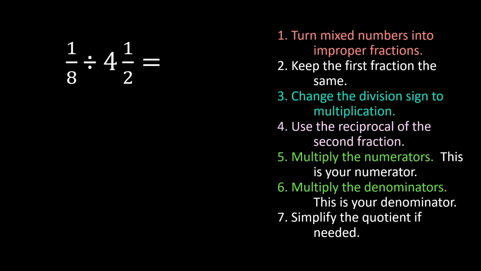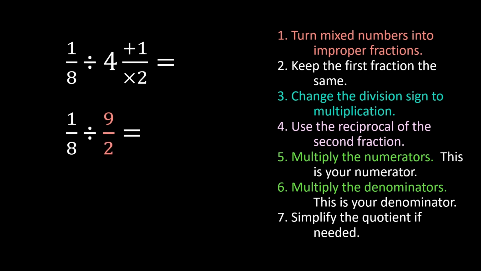In this example, we have 1/8 divided by 4 1/2. So we have a fraction divided by a mixed number. And the first thing that I'm going to need to do is turn that mixed number into an improper fraction. And I do that by multiplying the denominator by the whole number and then adding the numerator. So 2 times 4 is 8, plus 1 is 9. So 9 will be my numerator. My denominator of 2 will remain the same.